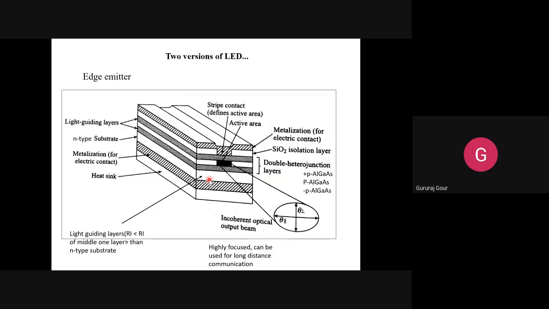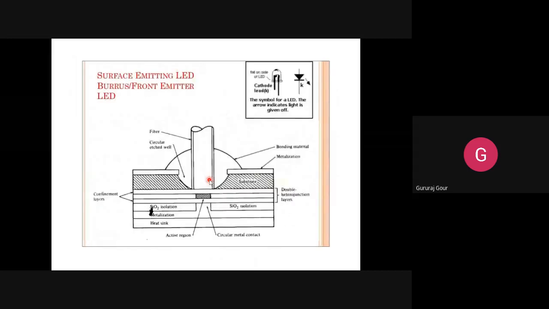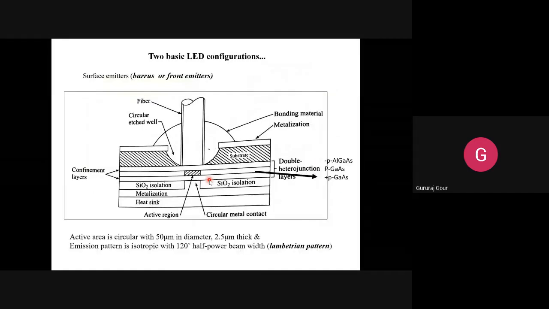So next one, what we are getting, the edge emitter. Its structure is like this. So hope this point is clear. So you have to draw this diagram. This is also known as Burrus or front emitters. Both names are the same. Okay.